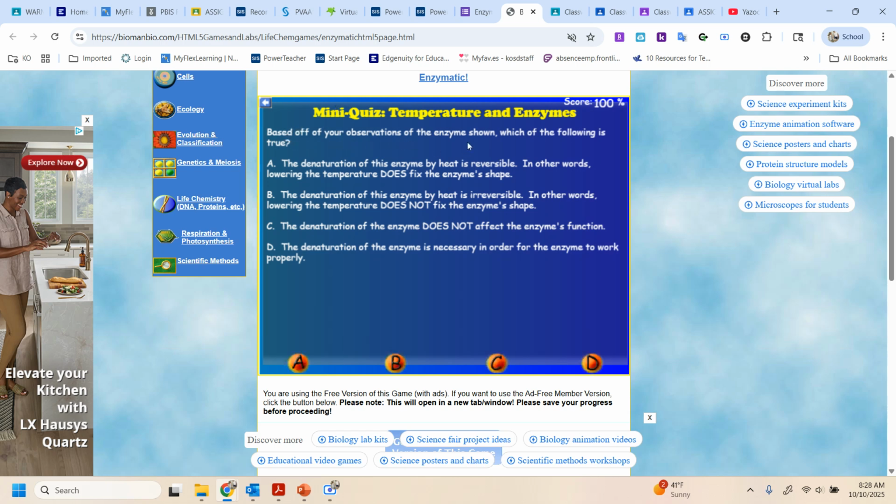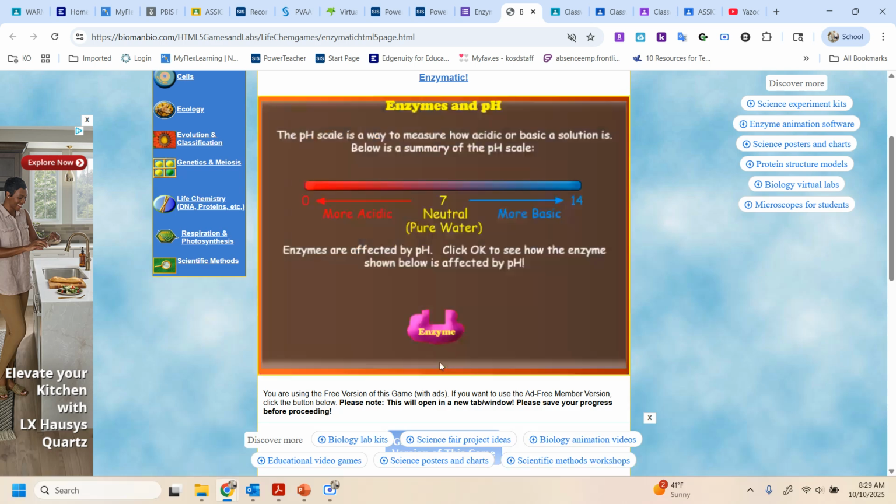Based on your observations of the enzyme shown, which of the following is true? The denaturation of this enzyme by heat is reversible. That's not true. When I went back to a lower temperature, it did not fix the enzyme shape. So the denaturation of this enzyme by heat is irreversible. So once you denature it, you're not going to be able to fix it.